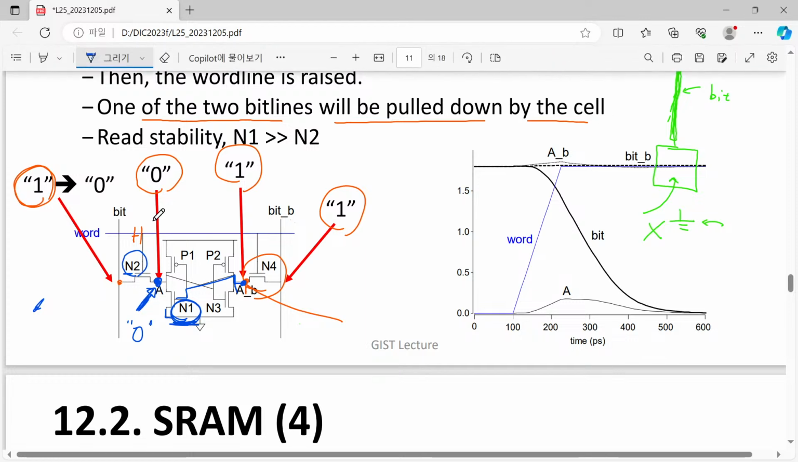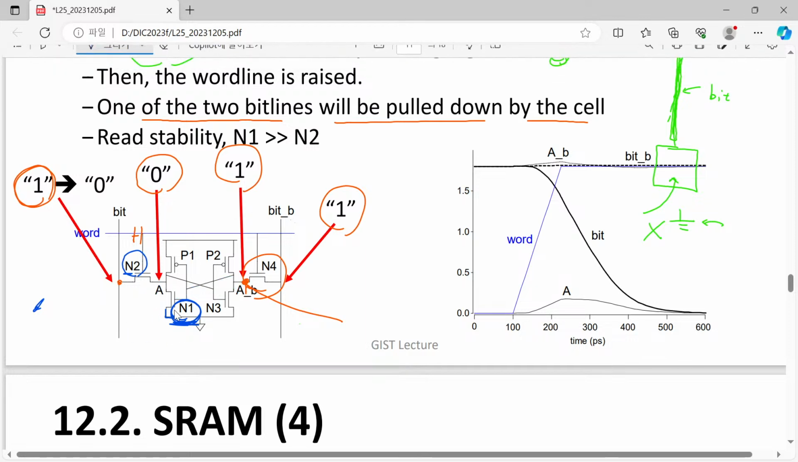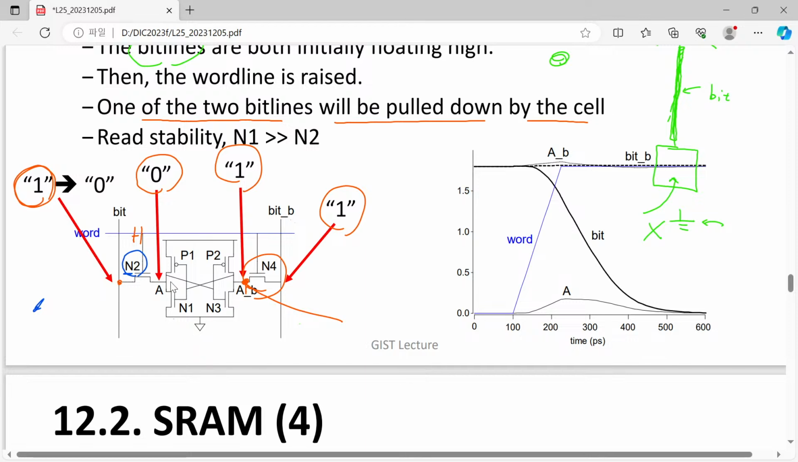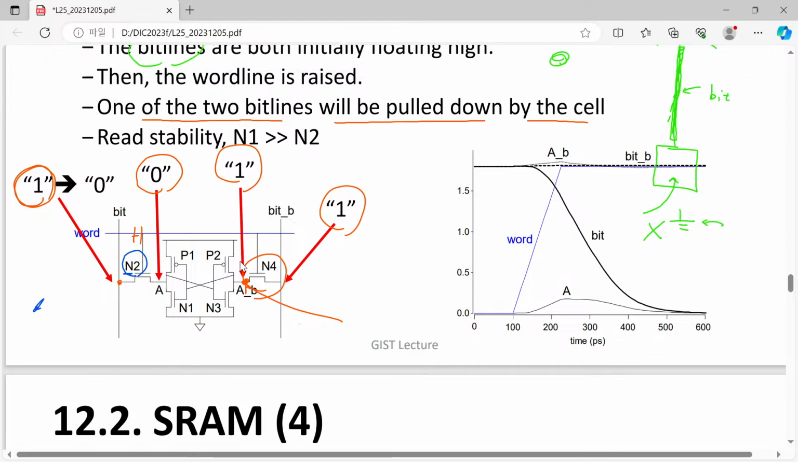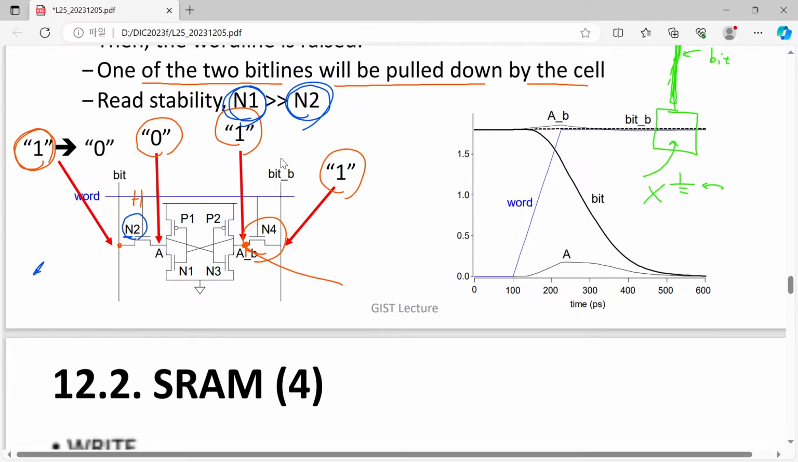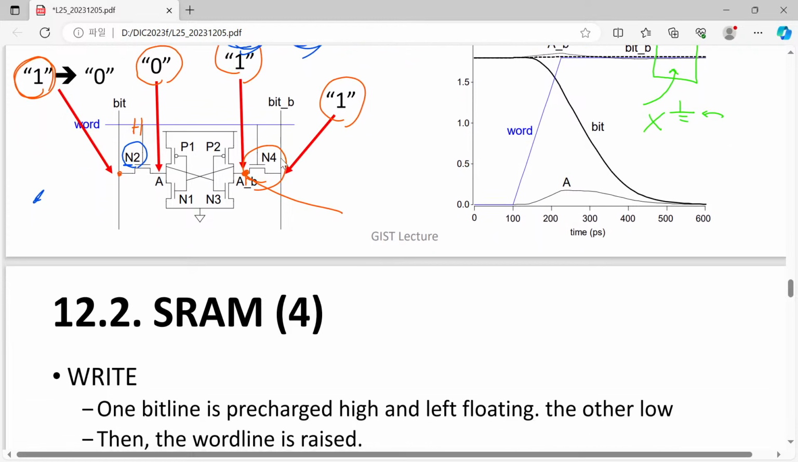There will be an increase of the A voltage. However, if the A voltage becomes too high, then the logical value will be flipped to logical 1. This is really undesirable. So for read stability, we must have a relatively stronger N1 transistor than the access transistor. That is the condition for read stability.